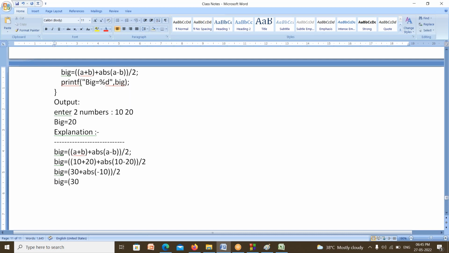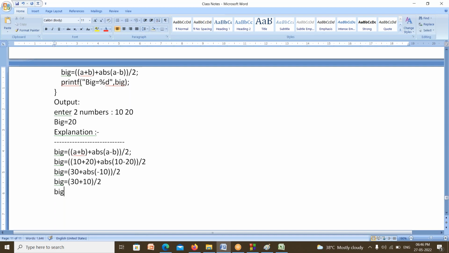30 plus, what is the meaning of absolute? Absolute gives the result without sign. What is the value here? Minus 10. Without sign means without minus. What is the value? Plus 10. Now plus 10 by 2. The absolute function always gives the result as a positive number, not a negative number. Means minus 10 is converted into plus 10.